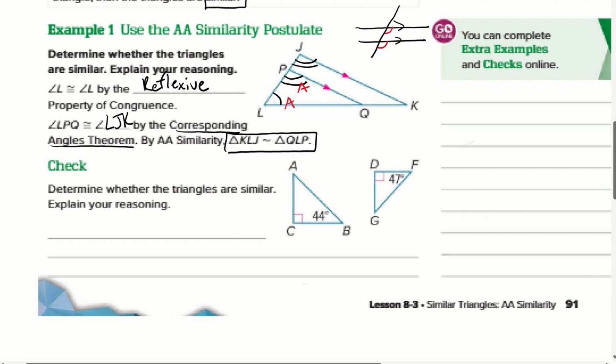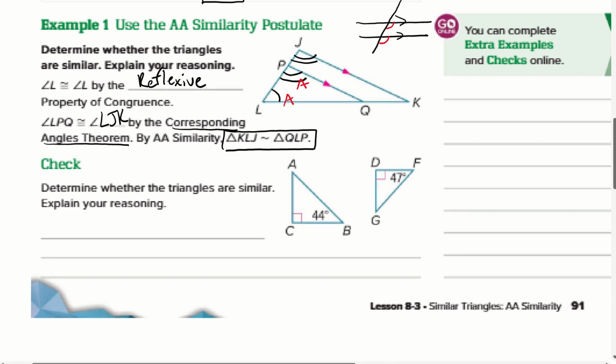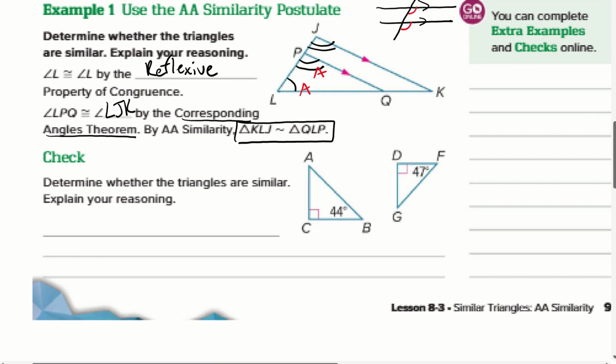All right, go ahead and pause the video and see if you can do the check. Hopefully you paused the video and examined your reasoning for the following problem. It says determine whether the triangles are similar and then explain.